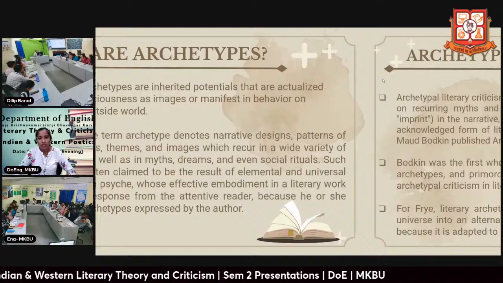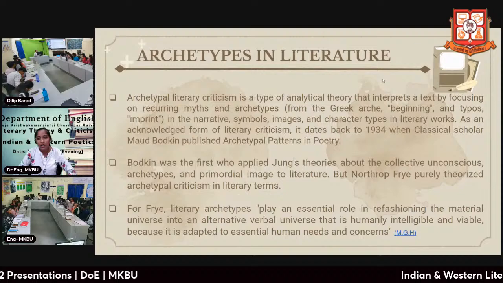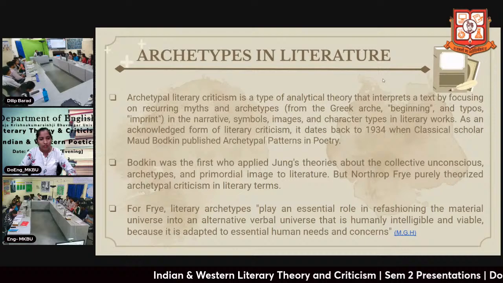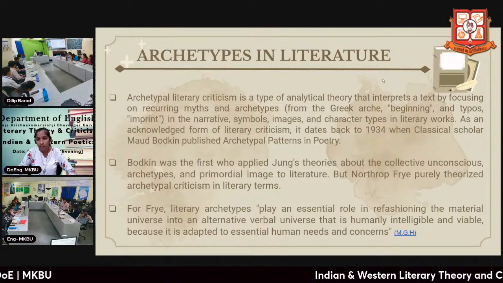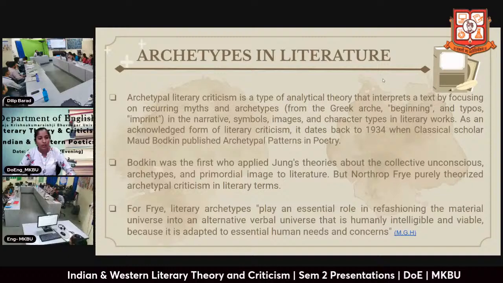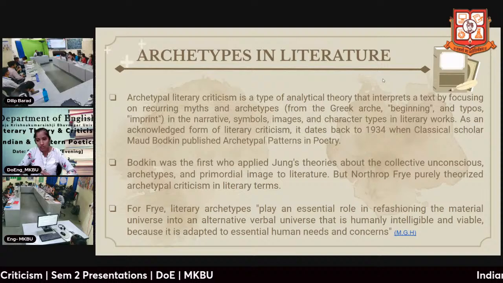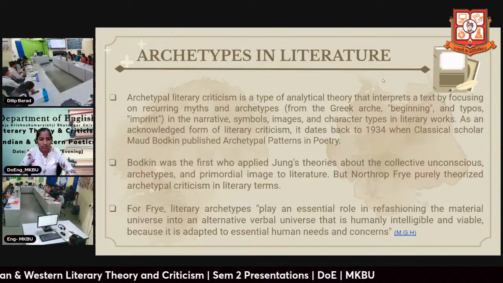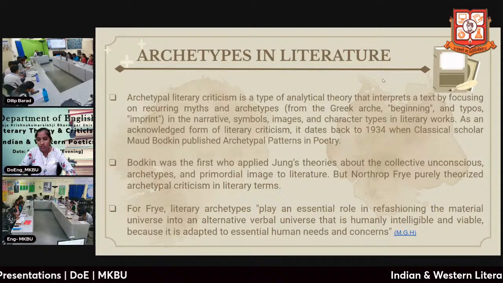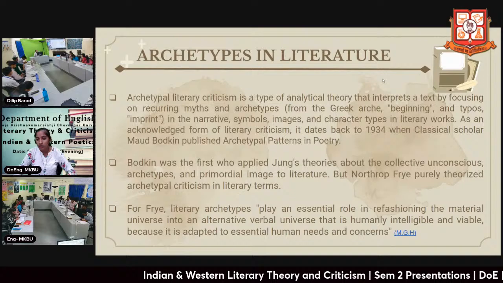Archetypes in literature. Archetypal literary criticism is a type of analytical theory that interprets a text by focusing on recurring myths and archetypes in the narrative, symbols, images, and character types in a literary work. As an acknowledged form of literary criticism, it dates back to 1934, when classical scholar Maud Bodkin published Archetypal Patterns in Poetry. Bodkin was the first who applied Jung's theory about the collective unconscious, archetypes and primordial images to literature. But Northrop Frye fully theorized archetypal criticism in literary terms. For Frye, literary archetypes play an essential role in refashioning the material universe into an alternative verbal universe that is intelligible and viable because it is adapted to essential human needs and wants.